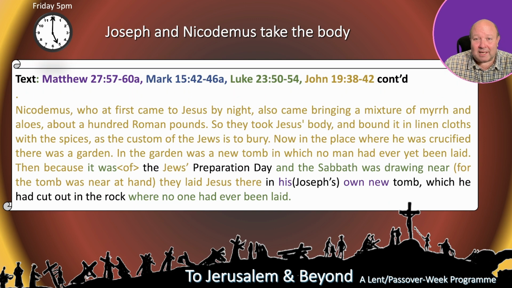And Nicodemus, who first came to Jesus, came also bringing a mixture of myrrh and aloes, about 100 Roman pounds. So they took Jesus' body, bound it in linen cloths with the spices, as was the custom of the Jews to bury. Now in the place where they crucified him there was a garden. In the garden there was a new tomb in which no man had yet been laid, because it was the day of preparation. The Sabbath was drawing near.